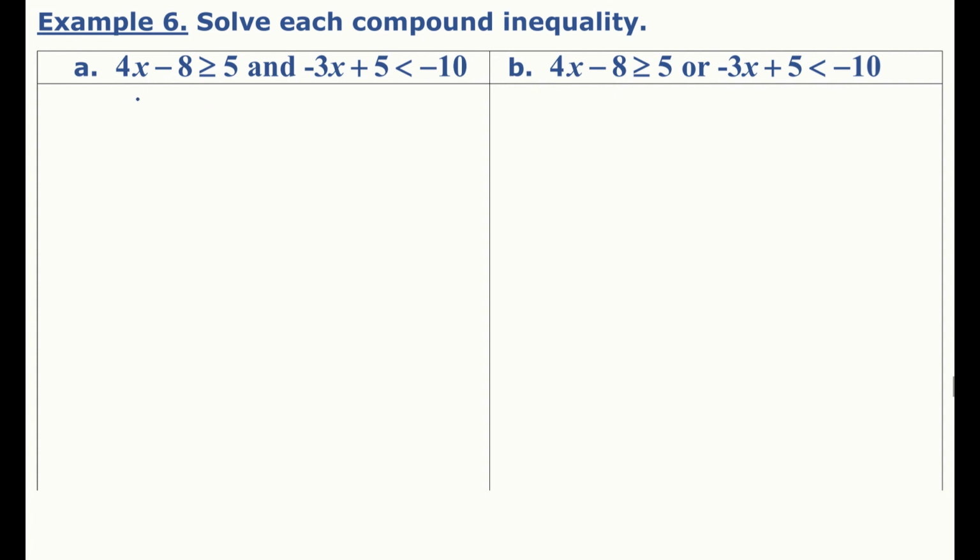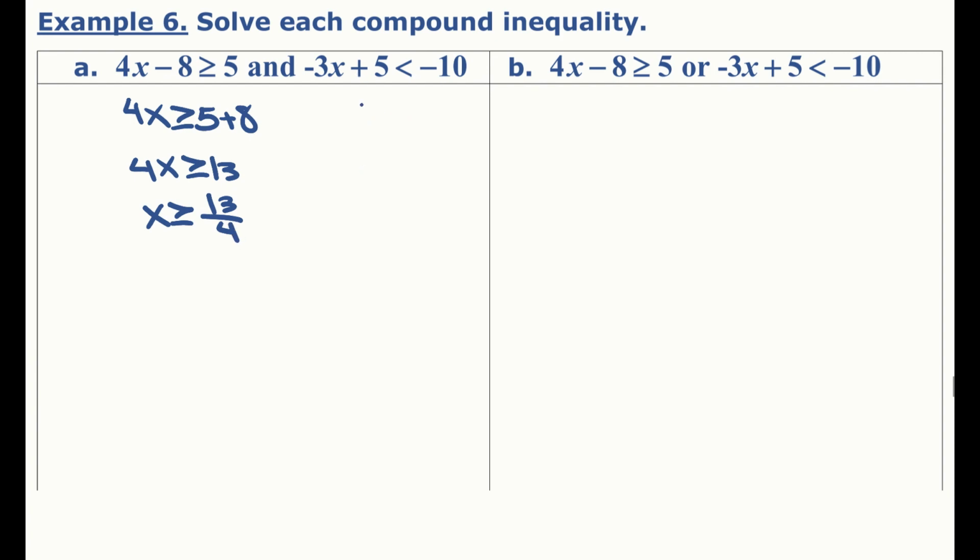So we have 4x greater than or equal to 5 plus 8. So 4x greater than or equal to 13. And dividing both sides by 4, we get x greater than or equal to 13 over 4.